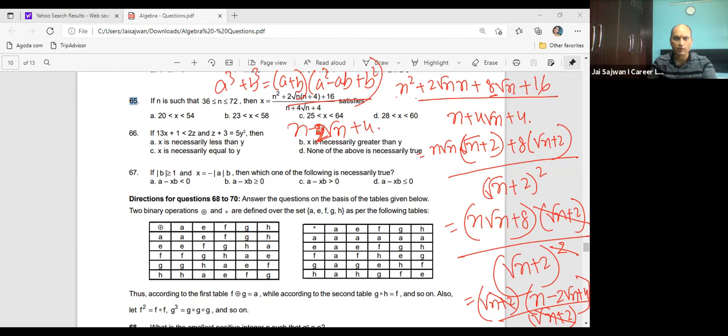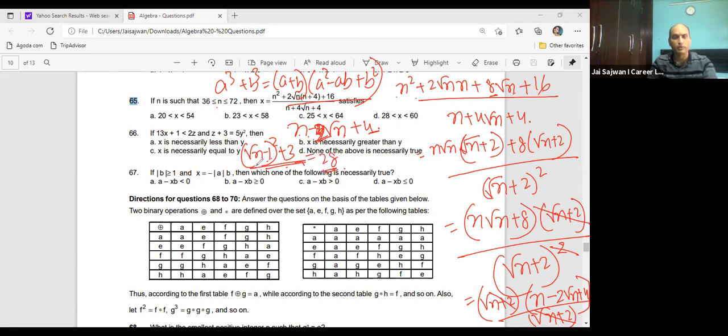Now this satisfies what value? So what I'll do is I'll write it as root n minus 1 whole square plus 3. Look here, root n square is n minus twice root n plus 1, so this is 4, so plus 3 will come separately. The minimum value of this is coming out at 36. At 36, it is 6 minus 1, which is 5, square is 25, plus 3 is 28, the minimum value.